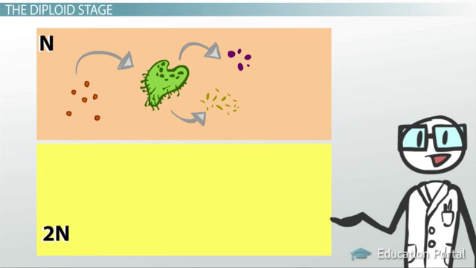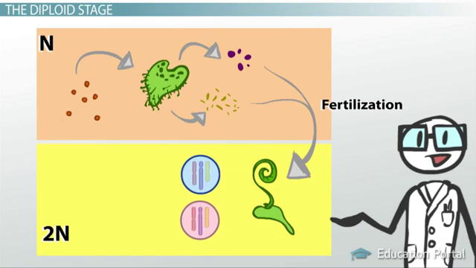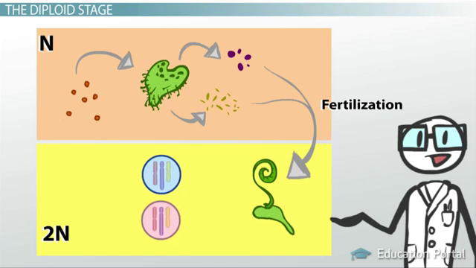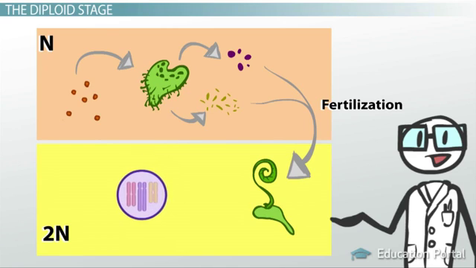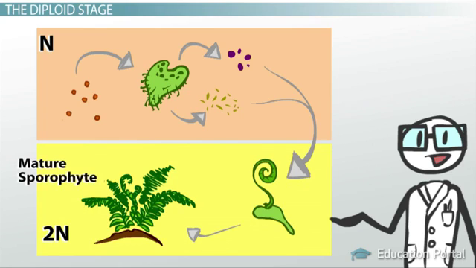The diploid and dominant stage of life will begin once fertilization occurs. Remember that fertilization is the fusion of an egg and sperm. Both the egg and sperm are haploid, so when they fuse together, we now have a diploid cell. This new cell will continue to go through mitosis and grow. Eventually, it will become a mature sporophyte and look like the ferns you know. There are many different structures in the mature sporophyte, but we will focus on those involved in reproduction.